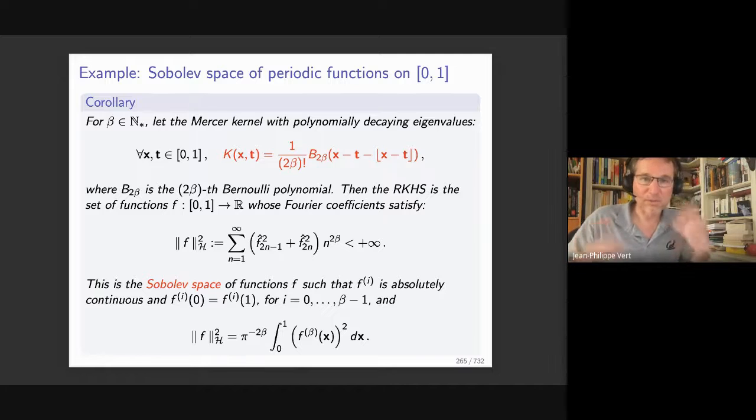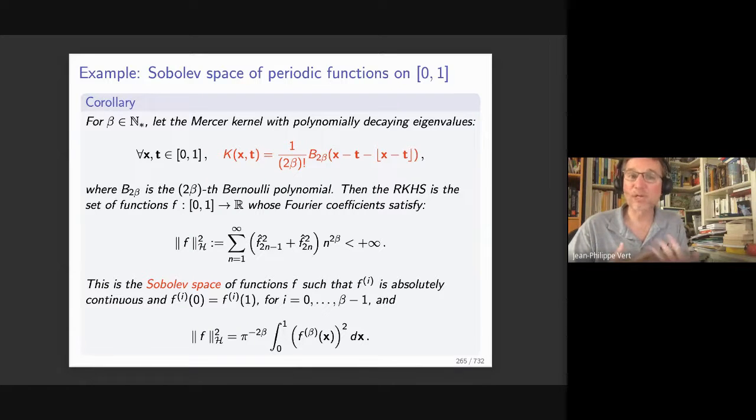Right, and so another way to say it is that if you start from the end, if you say, I want to make an RKHS that penalizes the integral from 0 to 1 of the beta-th derivative of x squared. And here we have some specific constraints, which are that the functions have to be periodic for this to hold. Then this is the kernel that I need to use.